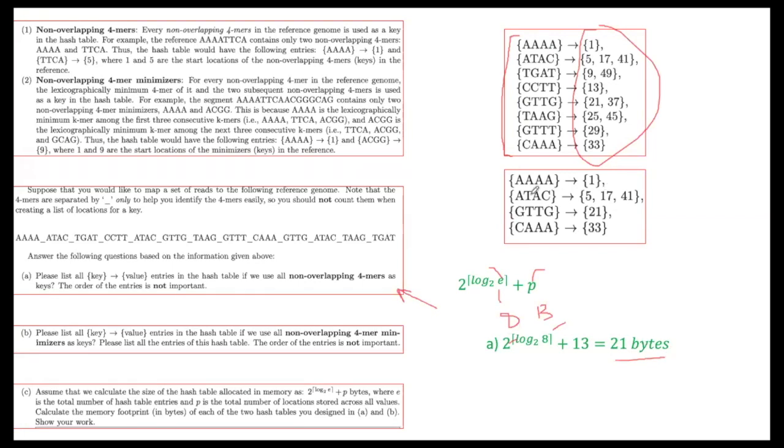Now for the second method, which is the minimizers, how many entries do we have? We have 4, which are these. And how many locations do we have? 1, 2, 3, 4, 5, 6, 6 locations. So E will be 4 and P will be 6. So applying that directly in the equation will give you that the memory footprint of the minimizer method is only 10 bytes. Now comparing this memory footprint to that, apparently the minimizer method provides the least memory footprint.